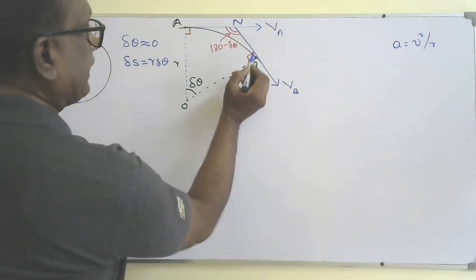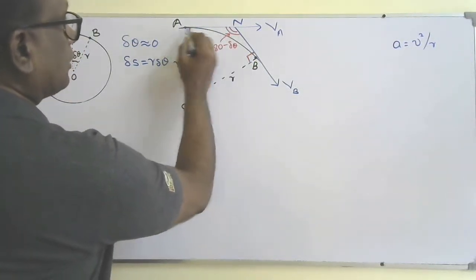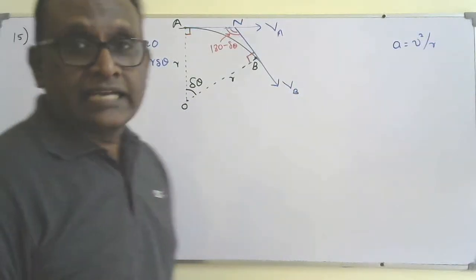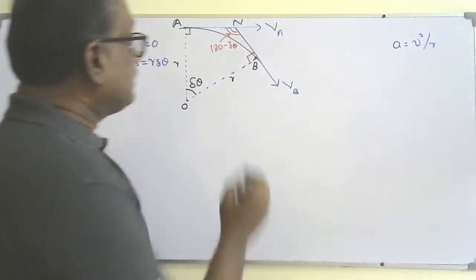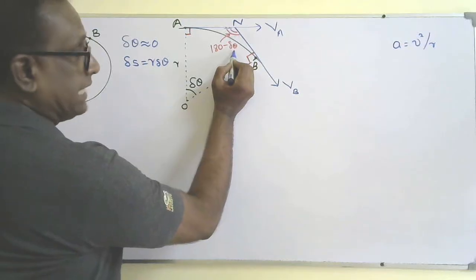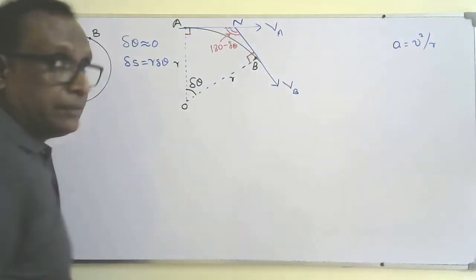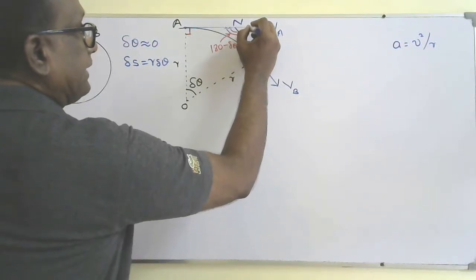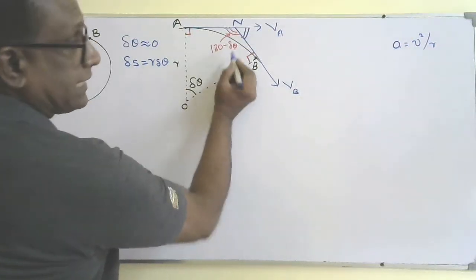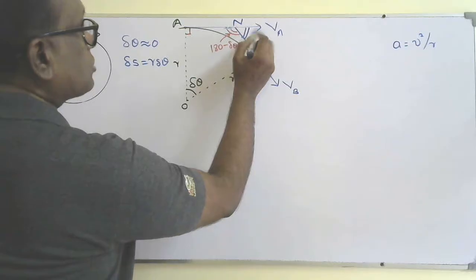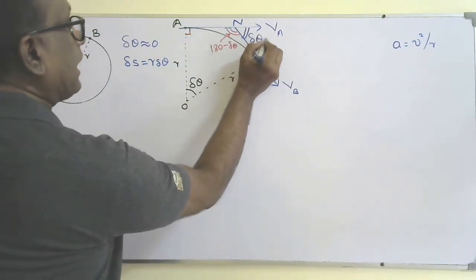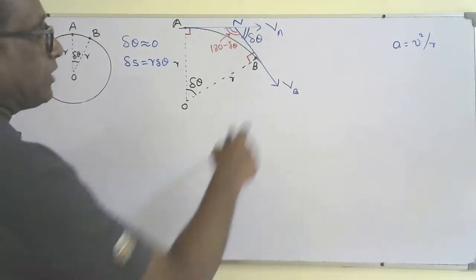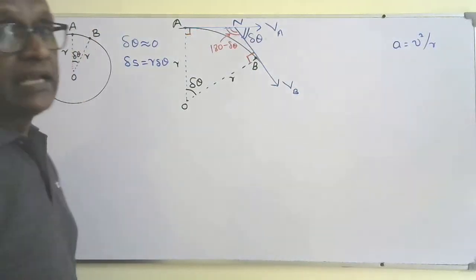So this is 90 degrees, this is 90 degrees. So the total addition of the internal angles will be equal to 360 degrees. So this angle should be 180 minus delta theta, because these two are 90 plus 90, 180. So this angle will be 180 minus delta theta. This is a straight line, so this will be delta theta. Okay, so the angle between the two velocities is delta theta.